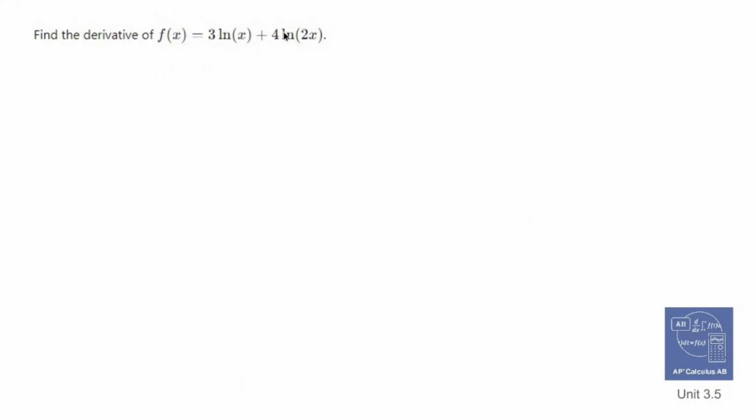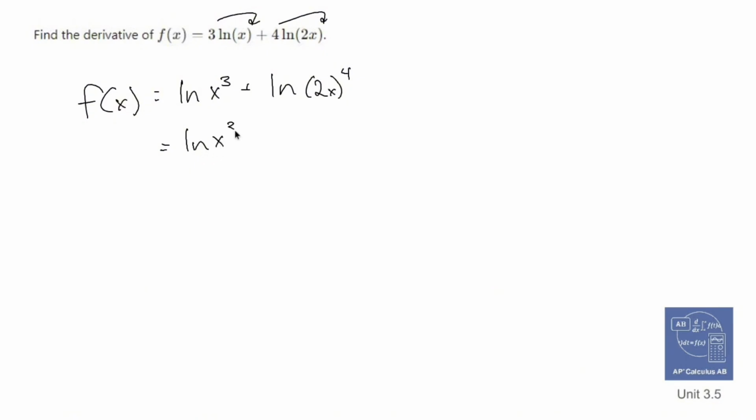These are both ln's and I'm adding them. So why don't I just combine them into one single logarithm? So f of x, I could start out by moving that 3 up here and moving that 4 up here. So that would be ln of x to the third plus ln of 2x to the fourth, which, cleaning that up a little bit more, would be ln of x to the third plus ln of 16x to the fourth.